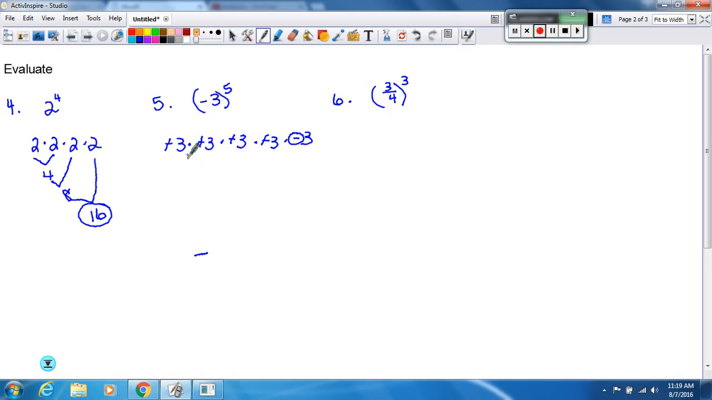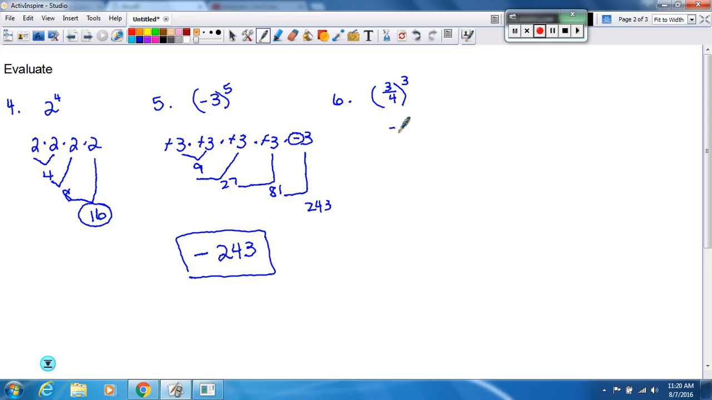So then you start multiplying the numbers. 3 times 3 is 9. 9 times 3 is 27. 27 times 3 is 81. 81 times 3 is 243. So negative 243 is my answer to number 5.